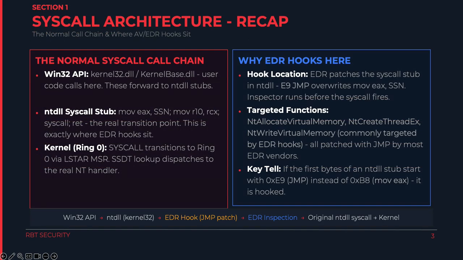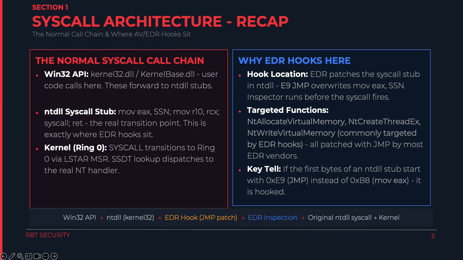Let's move on and start with the syscall architecture recap. Before we go to the demo, let's align on the mechanisms. When our code calls any API, it doesn't jump straight to the kernel. It passes through layers. The first layer is kernel32.dll, the second one is kernelbase.dll, and the third one is ntdll.dll, which is finally where the stubs live. Those ntdll stubs contain the actual syscall instruction.